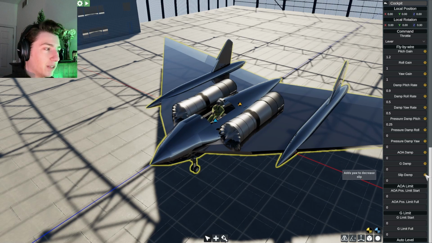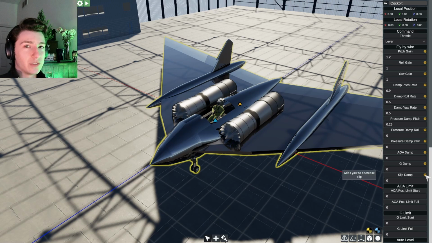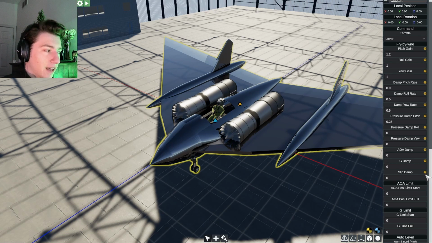And then slip you can think of as the plane is kind of slipping back and forth as it's trying to go straight. And if you adjust this, the fly-by-wire system uses the yaw to try to stabilize that.